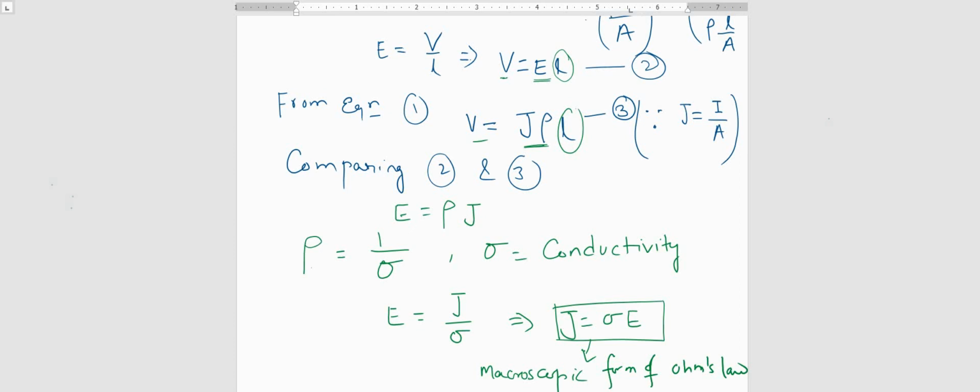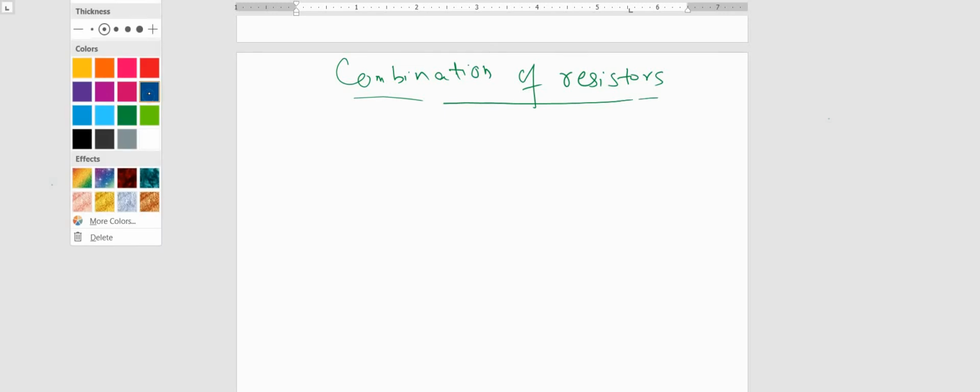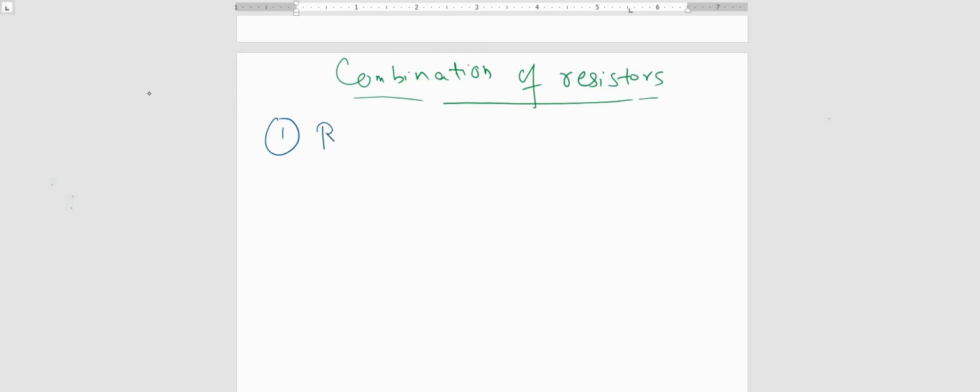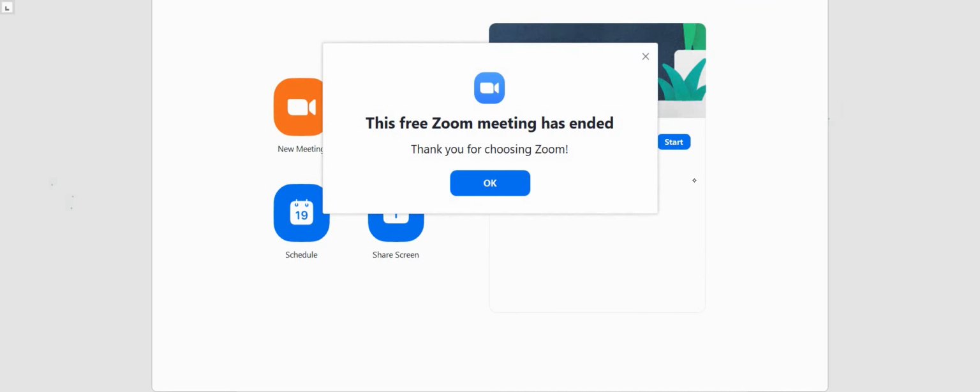Okay, combination of resistors. These relations you all know; you studied them in class 10. Resistance in series, resistance in parallel, I will study those again. So first we'll see resistance in series. If I connect several resistances, what will be the net combination? For example, this is the first resistance, this is the second resistance, and this is the nth resistance.